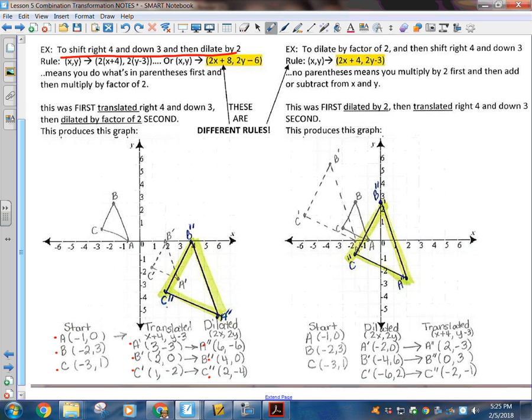Take a look at the position of where triangle A double prime, B double prime, C double prime ended up. Notice that it is not in the same place as this other one. It ends up in a totally different place. So even though I did the same two things, I just did them in opposite order, and I did them one at a time. I did not blend the rule. I did them one at a time, trying to show everything. Notice they are not the same. So sometimes the order in which you do the transformations does make a difference.